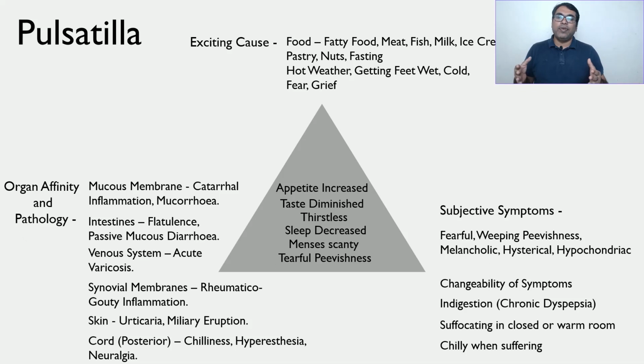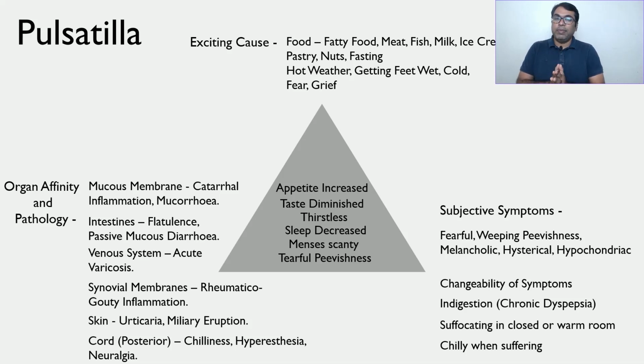So this remedy affects the intestines also. There is flatulence, and passive mucus diarrhea. That means the patient will pass mucus while passing loose motions. Then varicosity is there, due to the weakness in the walls of the capillaries, a paralytic weakness in the walls of the capillaries.